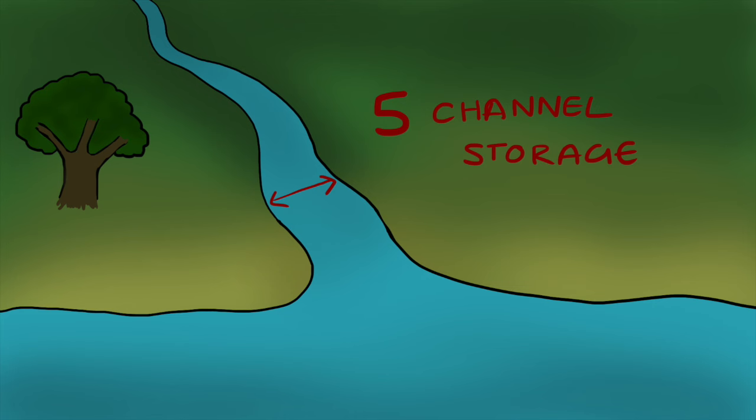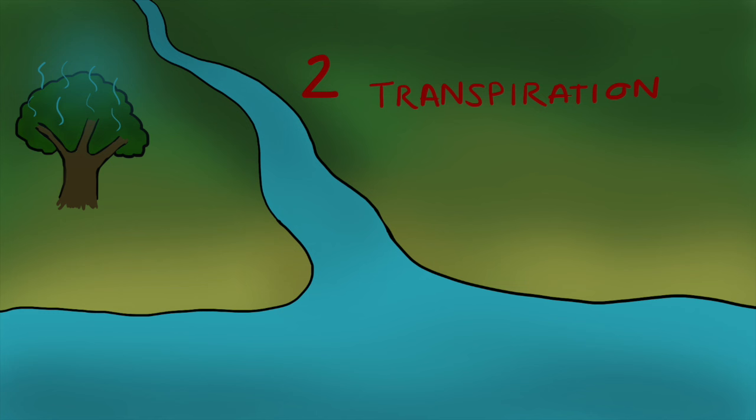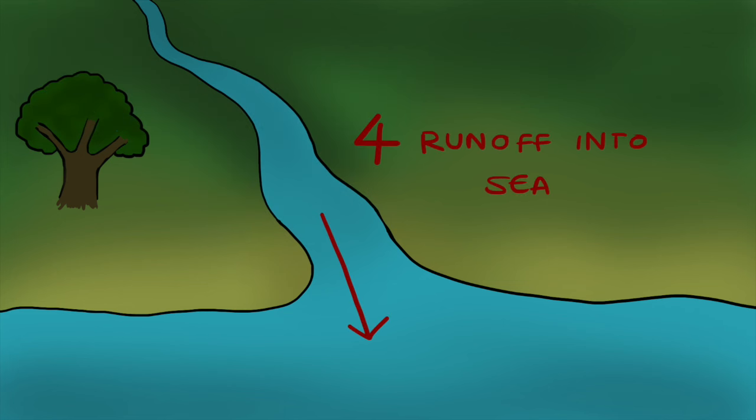And to complete the cycle, we've got the outputs, which consist of evaporation, as water in the channel or on the land turns from liquid to gas, transpiration, being the evaporation of water from plant leaves, evapotranspiration, being the combo of both, and river discharge from the mouth.